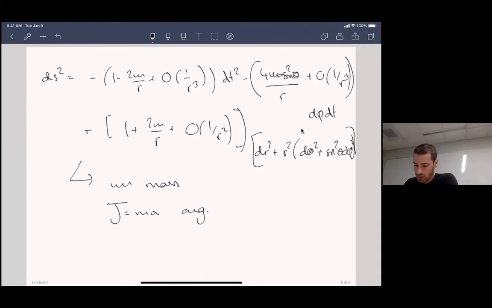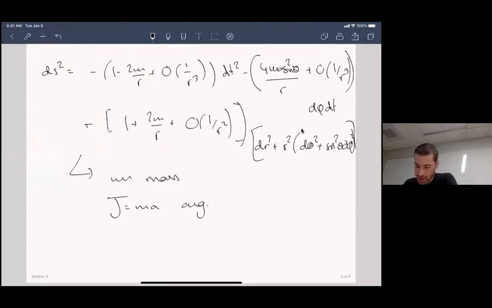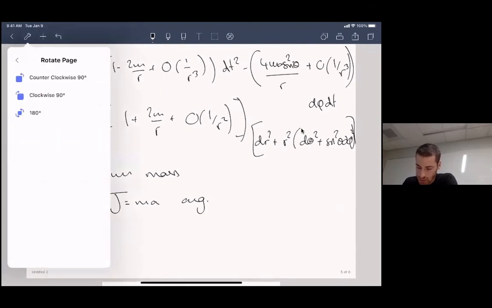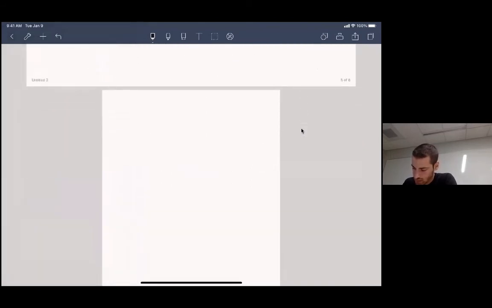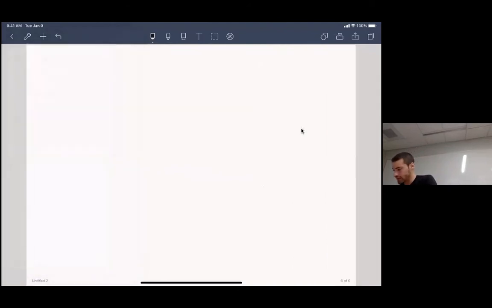Okay, because you can then evaluate the usual ADM or the Komar angular momentum formulae, and you end up getting that these are the quantities you get. So that form of the metric is useful in that sense. It tells you what's going on. It's a rotating body.